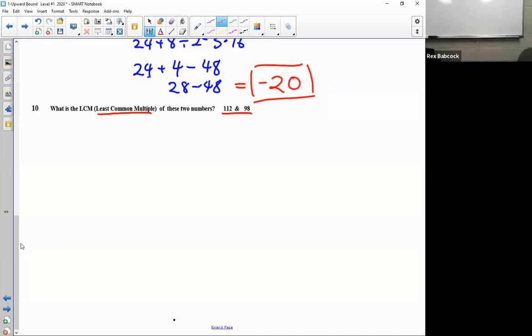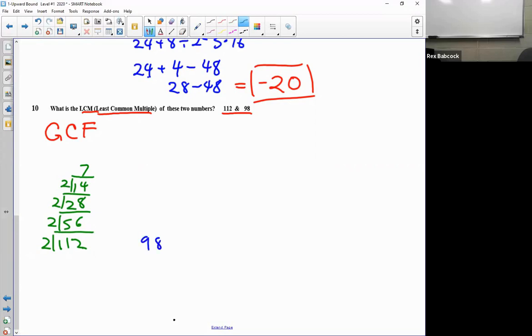Well, did you say to yourself, even though it asks for the least common multiple, the first thing I do is find the greatest common factor? I hope so. That's the first step. So I'm going to do 112. The prime factors, 2 goes into it, 56. 2 goes into it, 28. 2 goes into it, 14. 2 goes into it, 7, and 7 is prime.